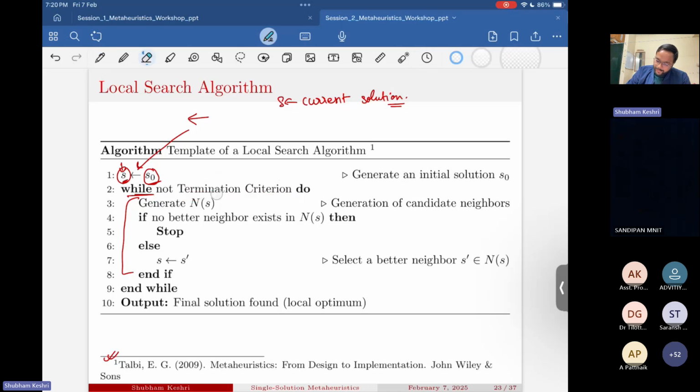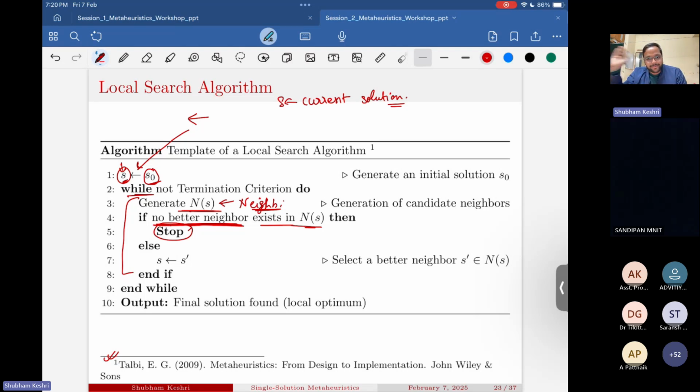What we have to do? We have to generate the neighborhood. N of S is the neighborhood. Generate the neighborhood. If there is no better neighbor that exists in this neighborhood, stop the search. So this is also a termination criteria. No better solution exists in the neighborhood, stop the search. Output this solution and it is a local optima.